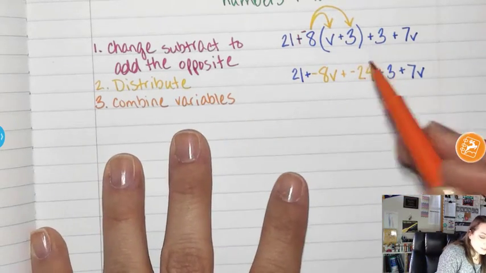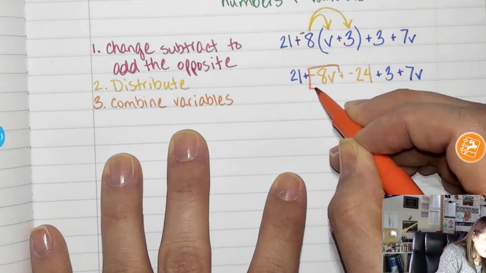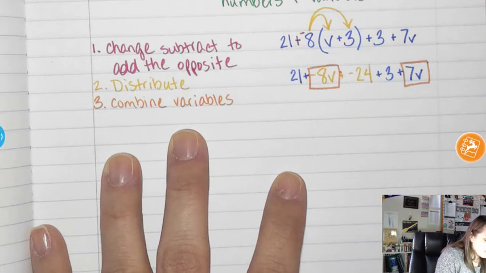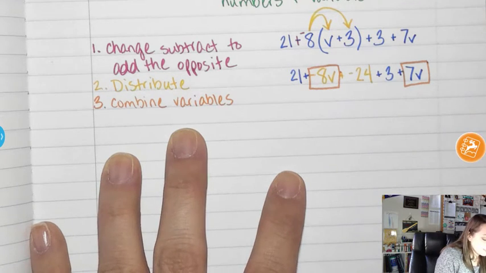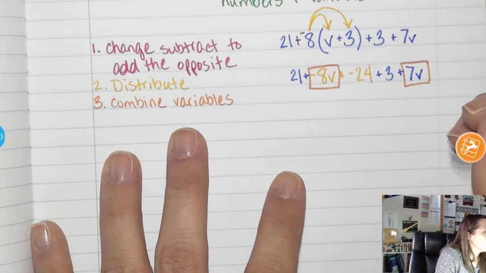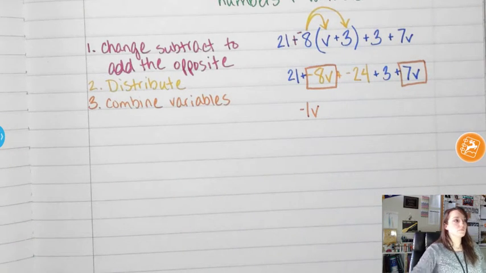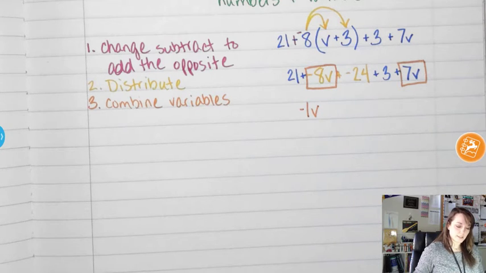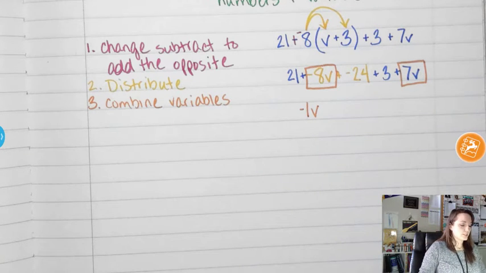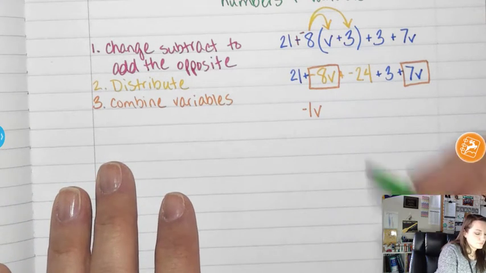So combining variables. I see V's. Let's put boxes around the variables. I have negative 8 V's and I have 7 V's. That means, so how many V's do you have? Negative 1 V. Now, we don't have to put a 1 there because that's redundant. We know that that's 1 V because it only has 1 V. So it's just negative V. Oh, wait, can you just erase the 1 then? You can. Wait, no, yeah, keep it there.